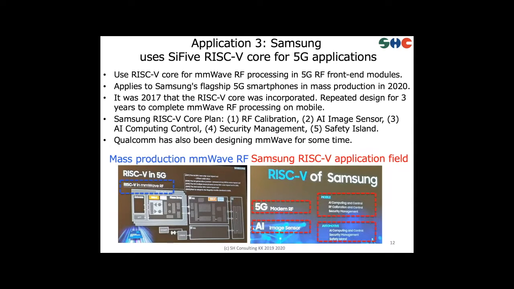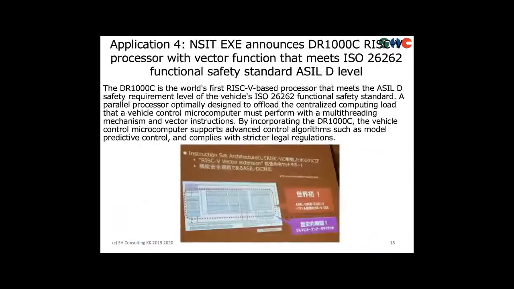And Qualcomm has also been designing millimeter wave chips for some time. And now there's another company called NSITEXE that announced a vector processor in RISC-V, which runs at the ASIL D level. This is called the DR1000C chip. It's the world's first RISC-V based processor that meets the ASIL D safety requirement level that the ISO 26262 functional safety standard requires.